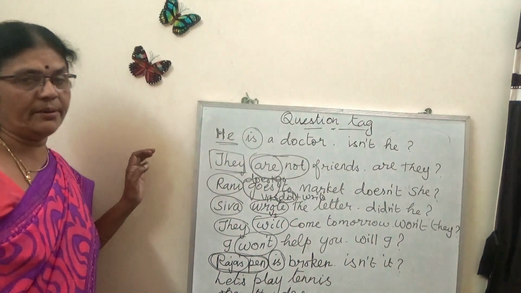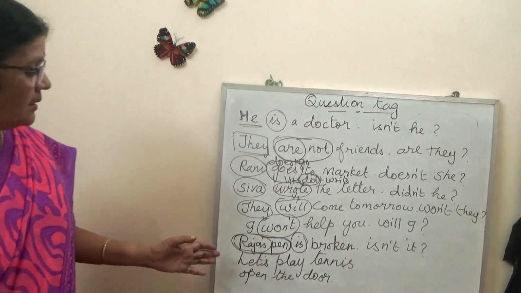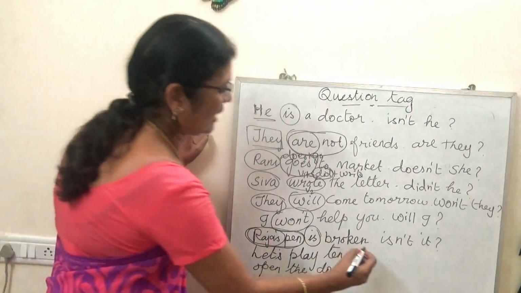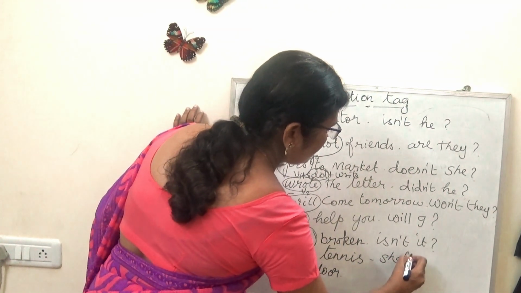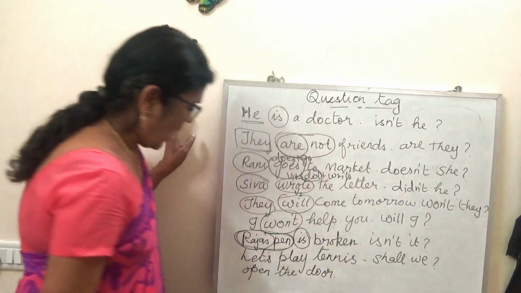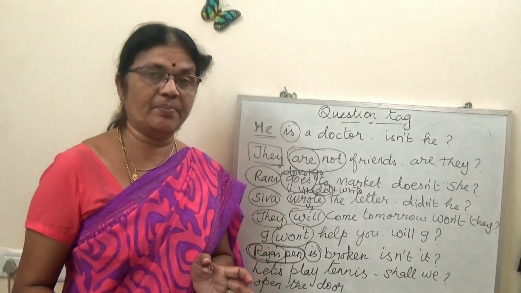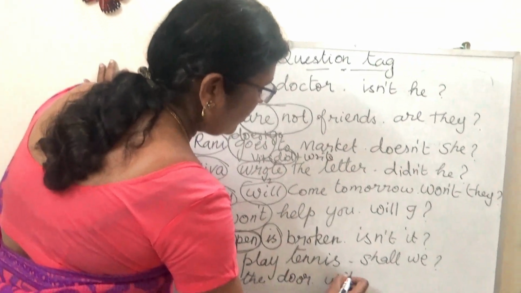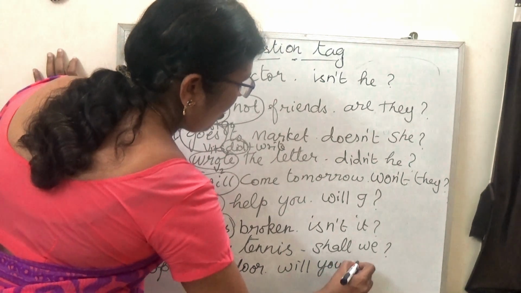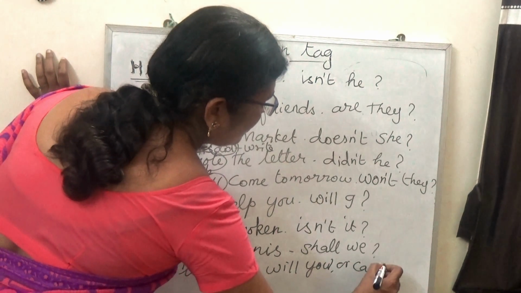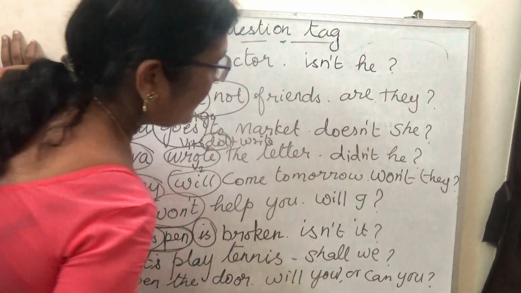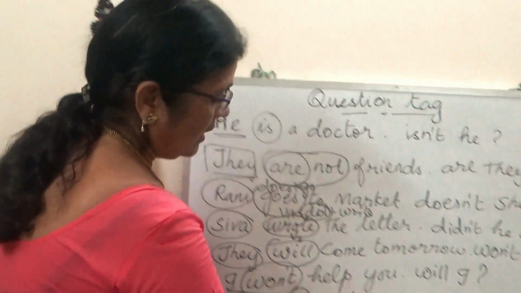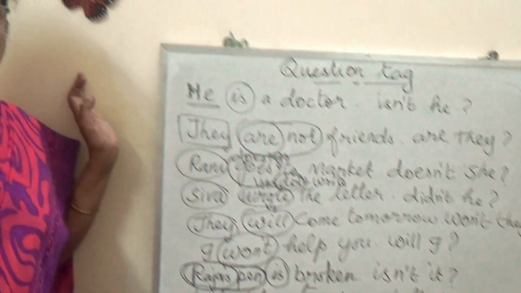So isn't it? And some exceptions: if the sentence begins with let's, we have to use the tag shall we. And if the sentence is an imperative statement, we can use two tags: one is will you, or can you. Since the imperative statement is an instruction given to the person in front of us, we can use the pronoun you here.